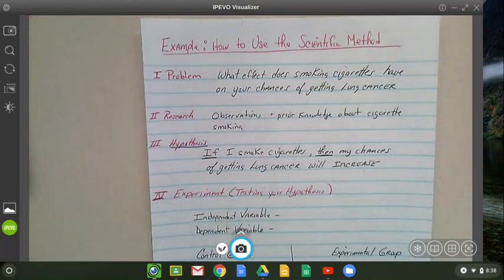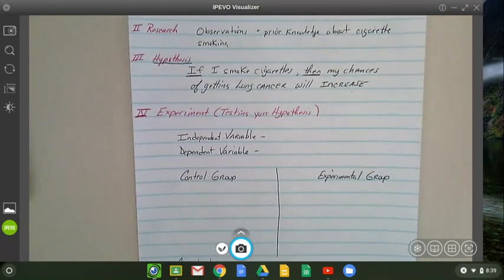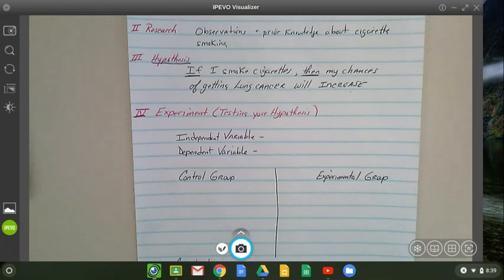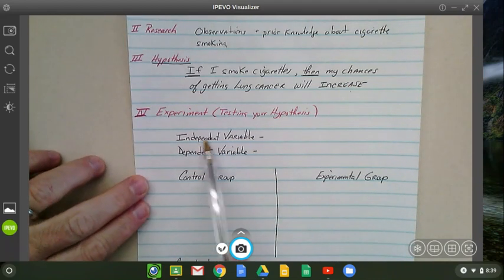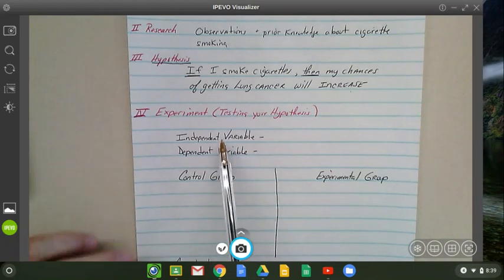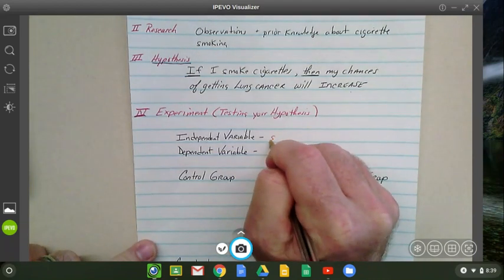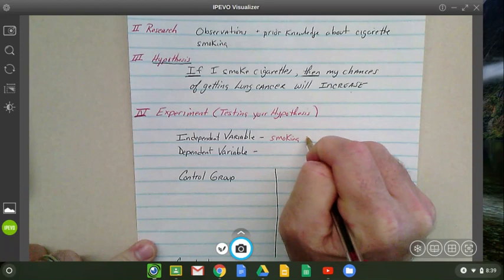Now, when we test our hypothesis, we have to set up an experiment that's relative to the hypothesis above. But first, what I like to do is identify the different variables that we are working with in the experiment. So the first, what is the independent variable? Remember, the independent variable is the factor that we are testing. So what is it that we're testing here in this experiment? Well, we're testing cigarette smoking. Okay, so smoking cigarettes is our independent variable.